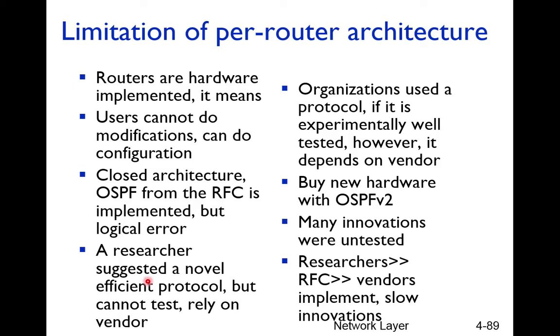The third limitation is what? Suppose a researcher proposes an efficient protocol, but we cannot implement it in the routers. Why? Because the routers are implemented by the vendor. They are closed, they are hardware implemented. The users cannot change them, and cannot see the coding. Only the vendor knows the coding. So that's why we cannot test it, and we have to rely on the vendor.